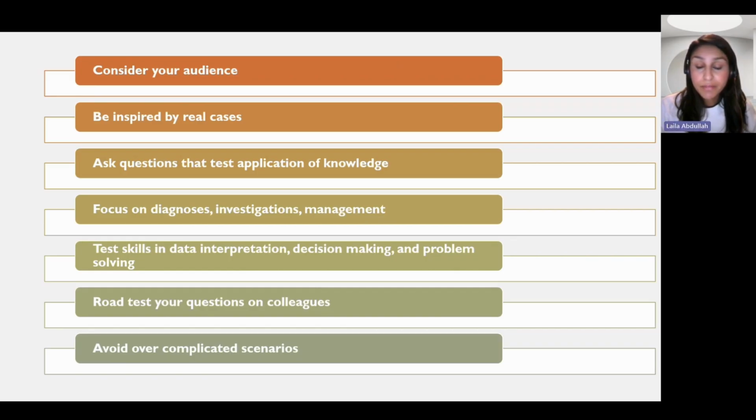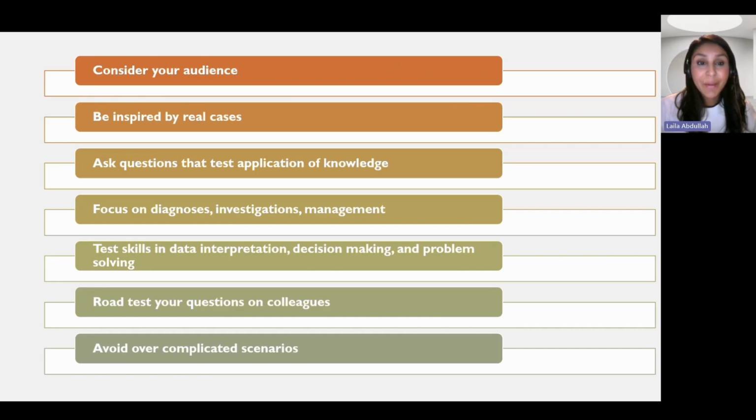Sometimes it's quite nice to base questions on patients and be inspired by real cases that you've encountered. And this can really help with diversity, particularly if you're using images of patients that you've encountered in clinical practice. But try to avoid overcomplicated scenarios. Sometimes you might start writing a question based on a patient, but realize very quickly that it becomes a bit too complicated for a single best answer question.